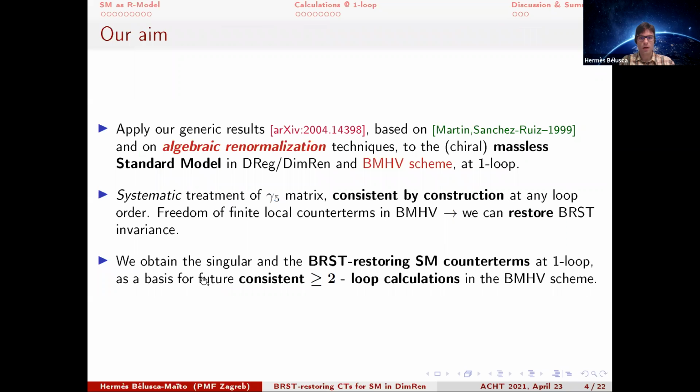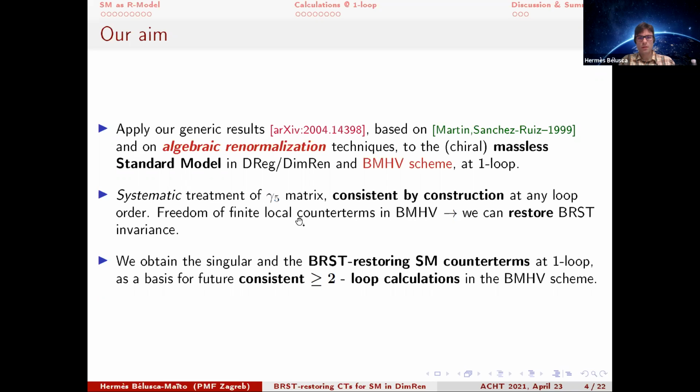So here I will do that for the massless standard model at one loop. And what I'm going to present is based on our previous paper, where we obtained at one loop generic results on generic chiral gauge theory with scalars in addition. And the idea is to have a systematic treatment of this gamma-5 that is consistent, because we know from Breitenlohner-Maison that the approach is consistent at any loop order.